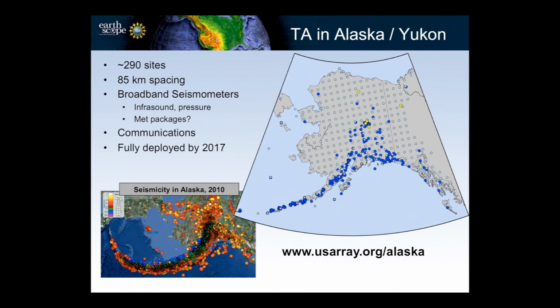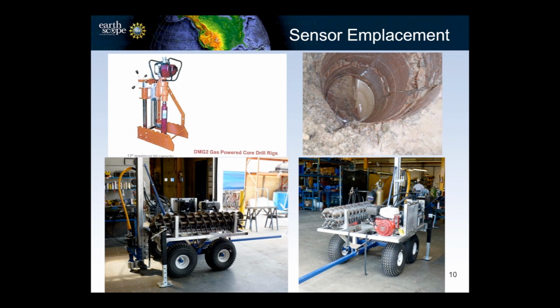The general idea is that this array, somewhat close to the image that's on the screen right now, is going to be deployed fully by the summer of 2017. So how are we going to do this?